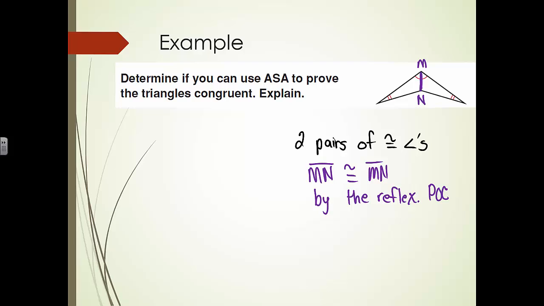So because we have two pairs of angles and then we have sides, is this side between the two angles or not? No, the included side would be right in here somewhere or right in there, and so it is not. So these triangles are congruent by angle, angle, side, triangle congruence.